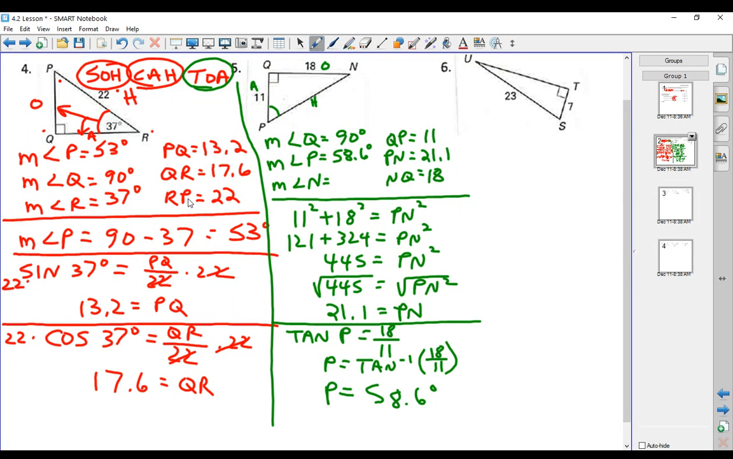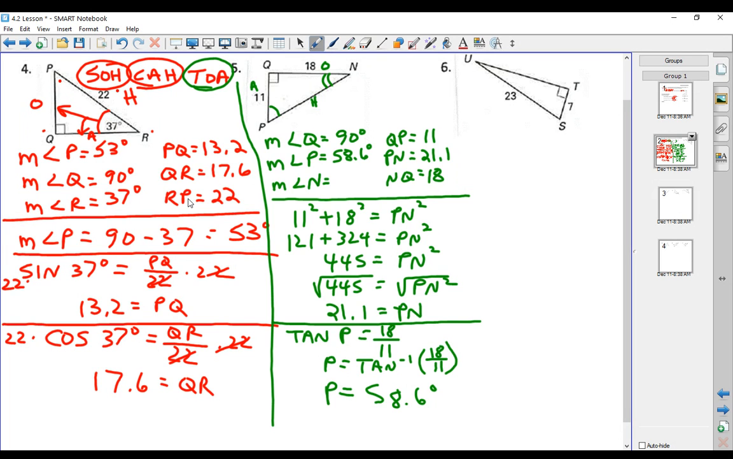Now, at this point, you could subtract 58.6 from 90 to get the other angle. But like I said, it's not good to use a found measurement in finding the other measurements. We could use that as a way to check ourselves when we're finished here. But let's go ahead and use the inverse function here again to find angle N. Trying to find angle N now.